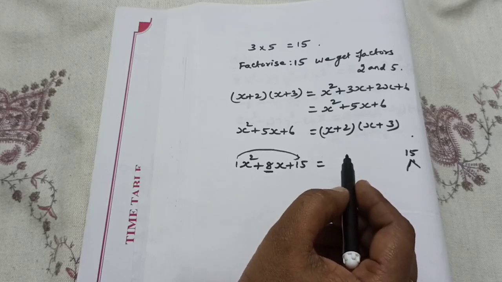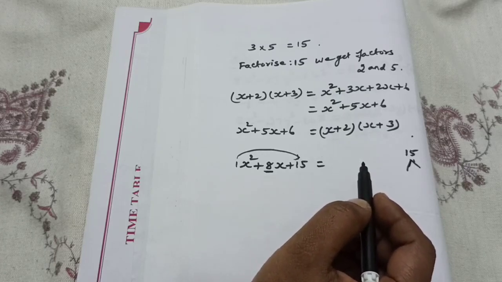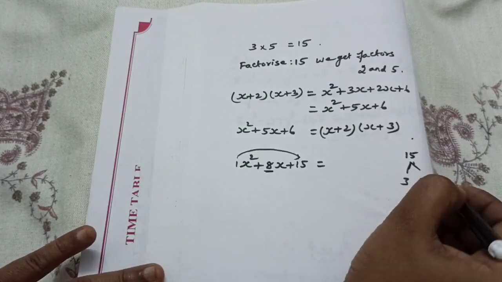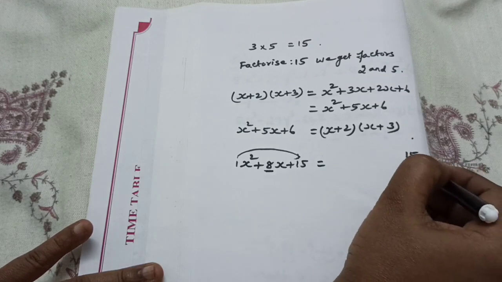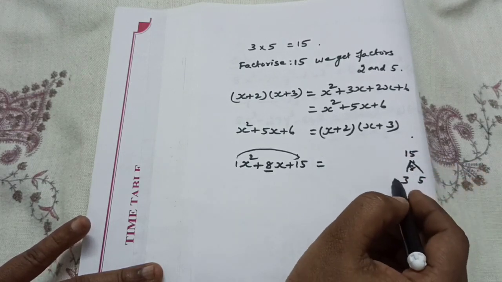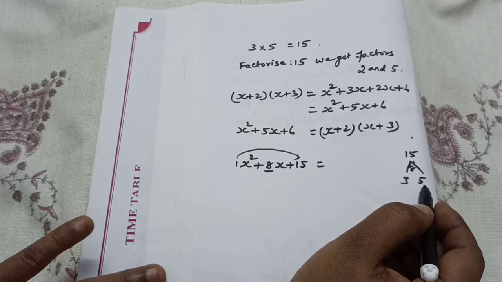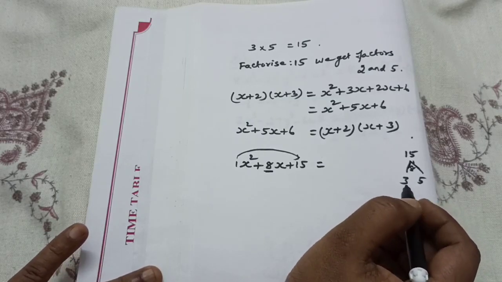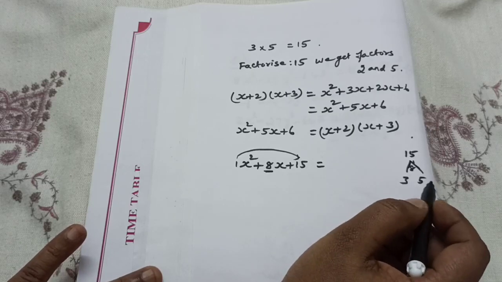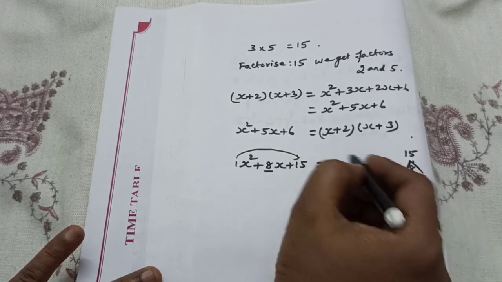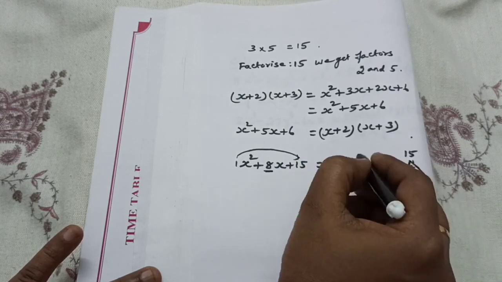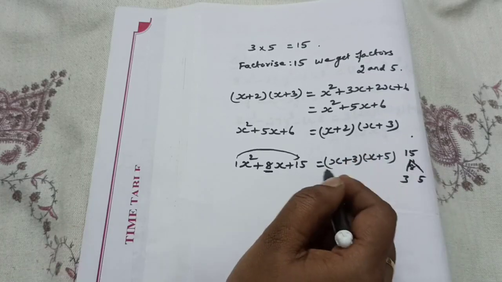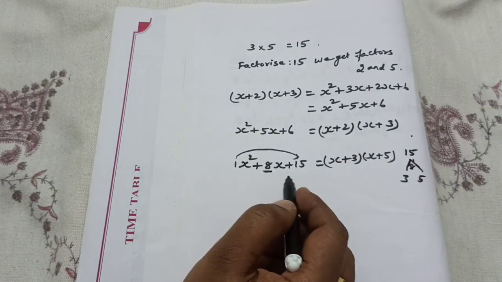Shall we check? 3 into 5 is 15, isn't it? This, to add, sum we need 8. Did you get 8? 3 plus 5 is 8. Here what are the factors? 3 and 5 are the factors. So we can write it as x plus 3 into x plus 5, the factors of this quadratic polynomial.